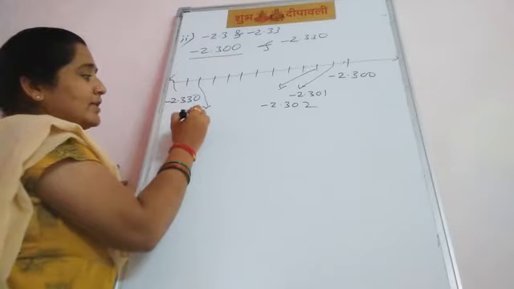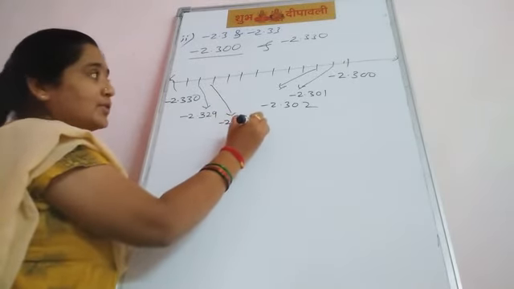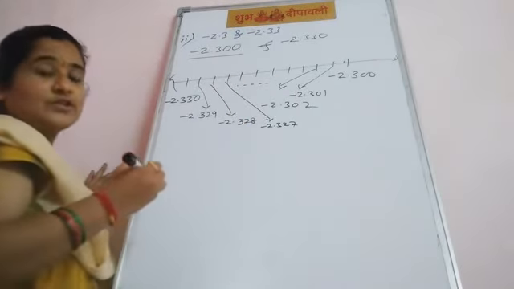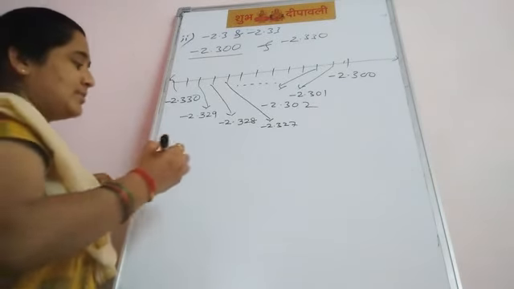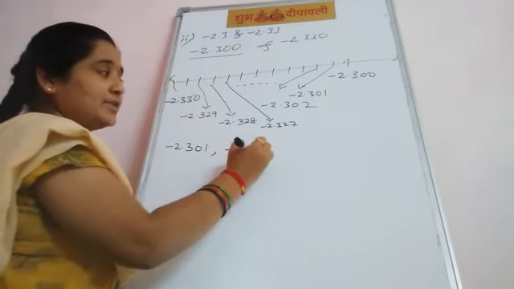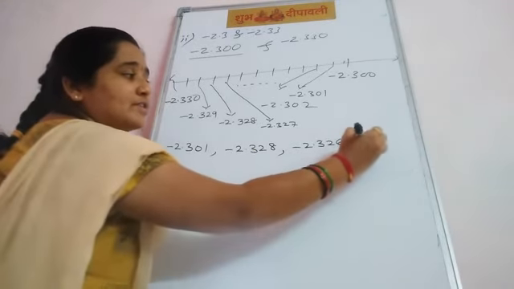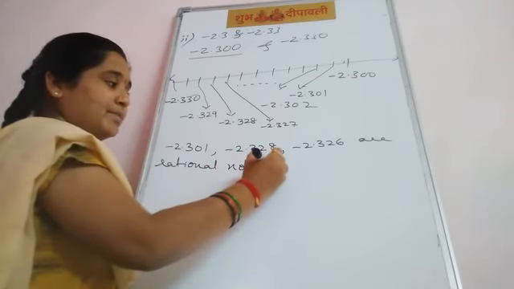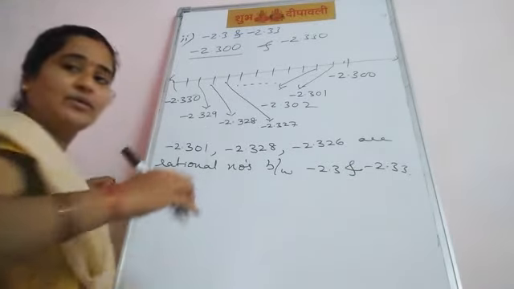Before minus 2.330, what? Minus 2.329, minus 2.328, minus 2.327, like this and so on. So here he asked how many rational numbers? Three rational numbers. Choose any three. Here minus 2.301, minus 2.328, minus 2.326 are three rational numbers between minus 2.3 and minus 2.33. Okay?